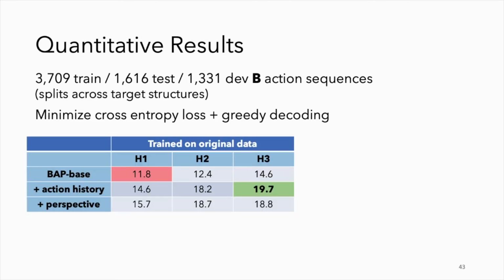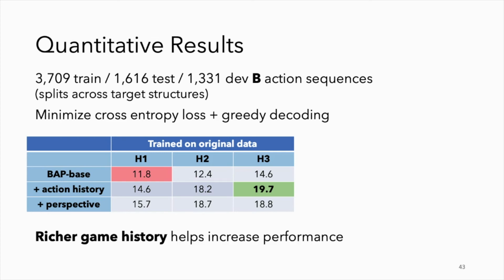Let us now take a look at our model's performance. The rows correspond to various world state representations and the columns to the various game history schemes. Our most basic model in the red cell achieves an F1 of 11.8, whereas the best one in green achieves 19.7. In general, our richer game history schemes work better with H3 being better than H2, which is in turn better than H1. We only consider H3 when training models on augmented data.